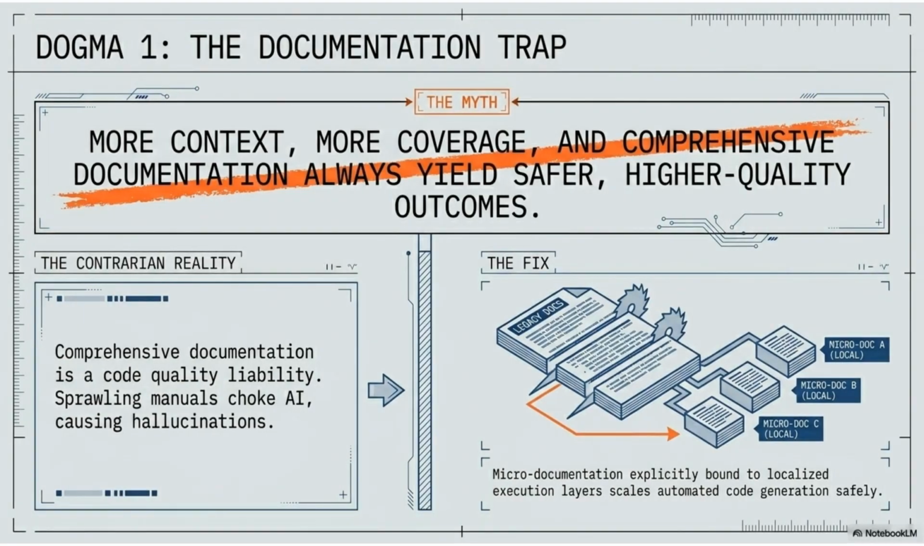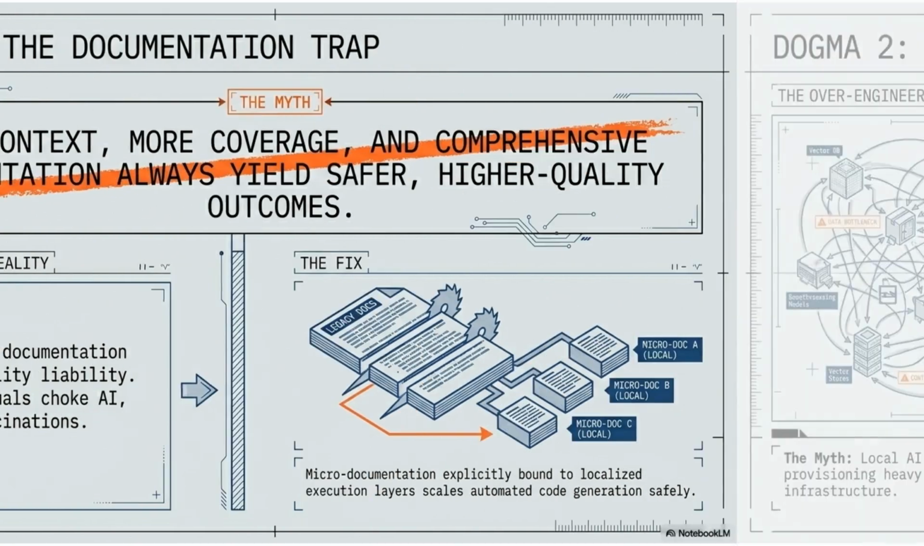Dogma 1, the documentation trap, is the myth that more context always yields better outcomes. In reality, comprehensive, sprawling manuals choke AI and cause hallucinations. The fix is micro-documentation localized to execution layers.